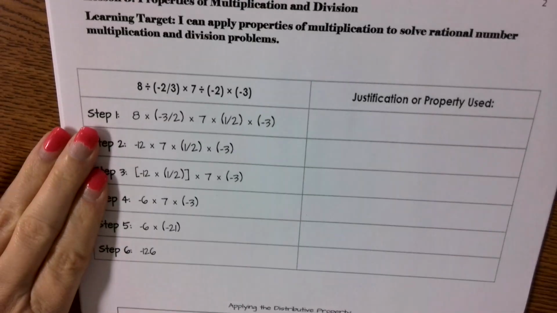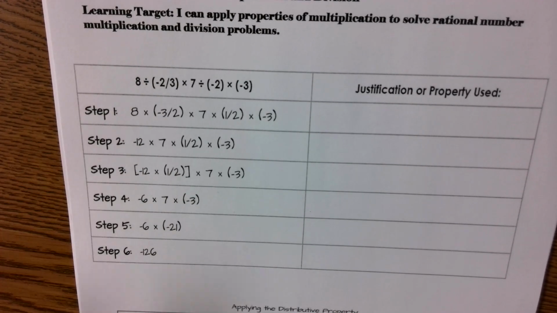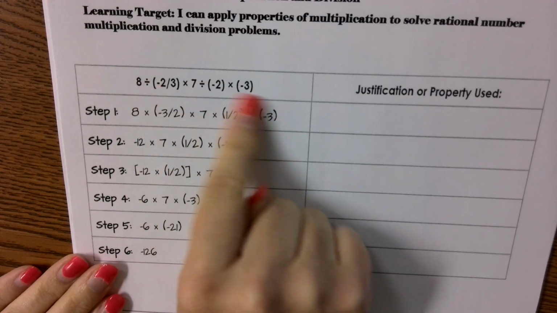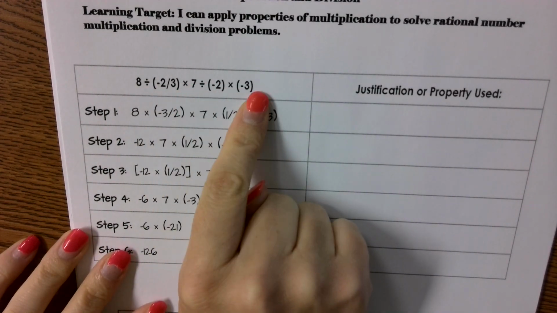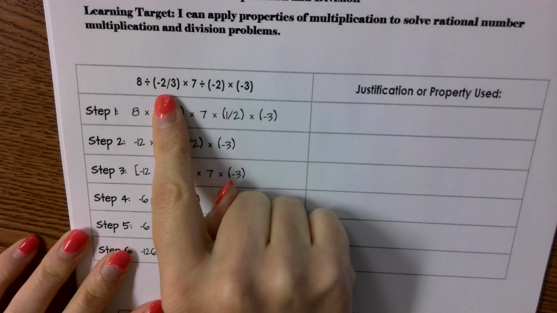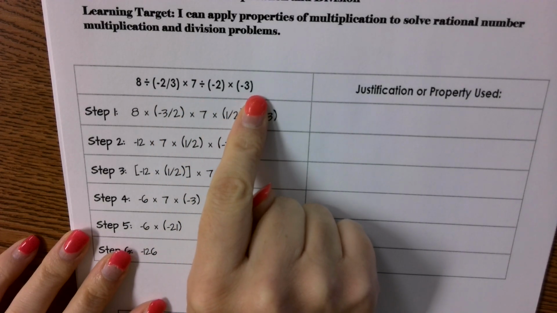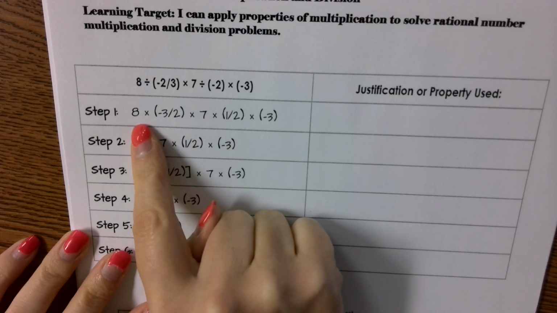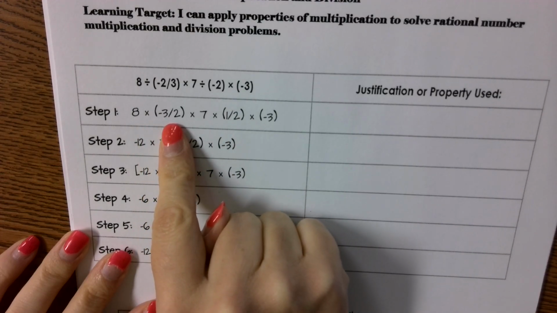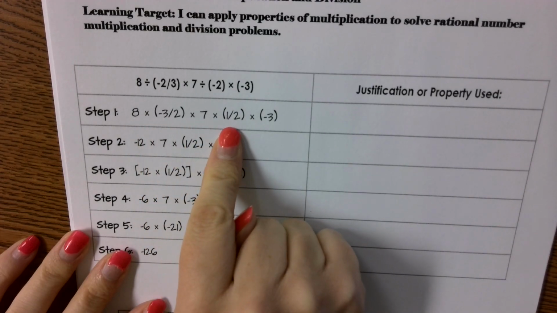So we're doing just like we did last week, where we're going to identify where the change occurred. Where did our changes occur? And what kind of property could we use in order to justify that change? Taking a look at the original problem, we've got 8 divided by negative 2/3 times 7 divided by negative 2 times negative 3. And then we're rewriting it as 8 times negative 3 over 2 times 7 times 1 over 2.